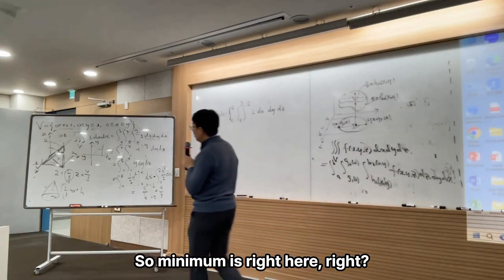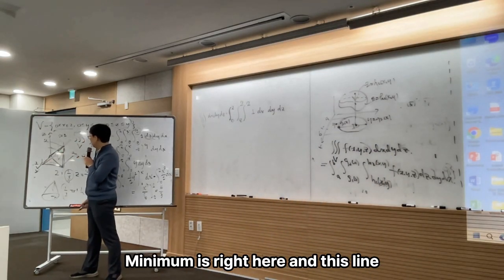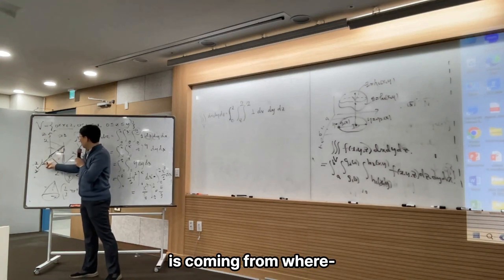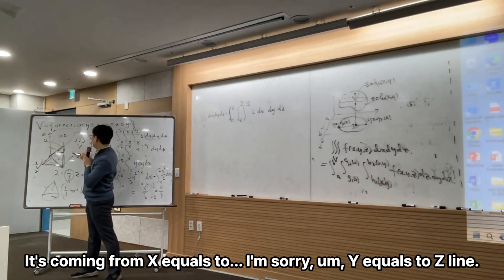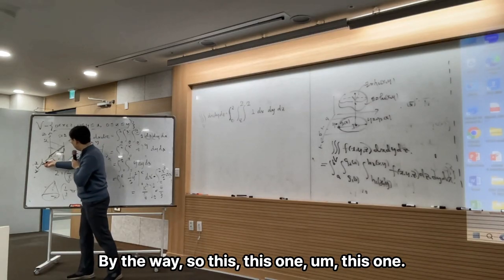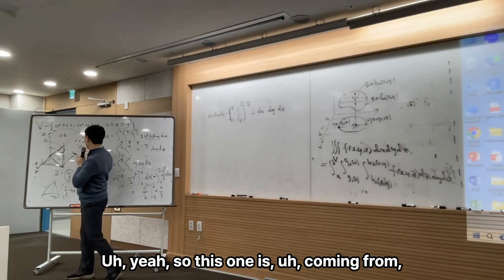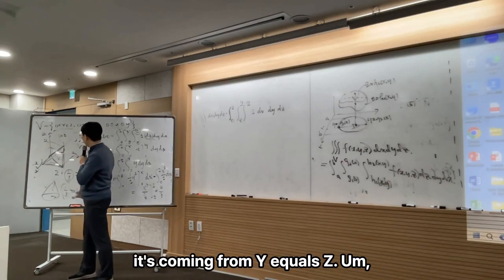So minimum is right here. Minimum is right here. And this line is coming from where? It's coming from the x equals y, y equals z line. So this one is coming from y equals z.